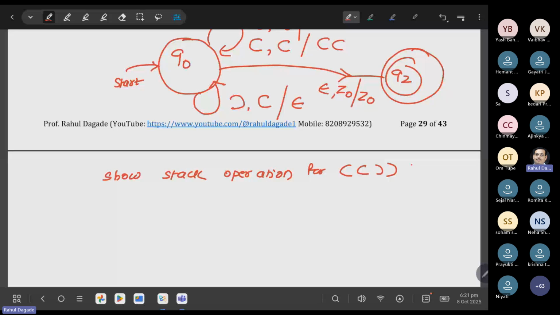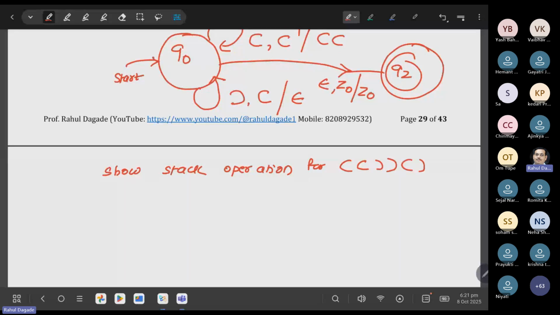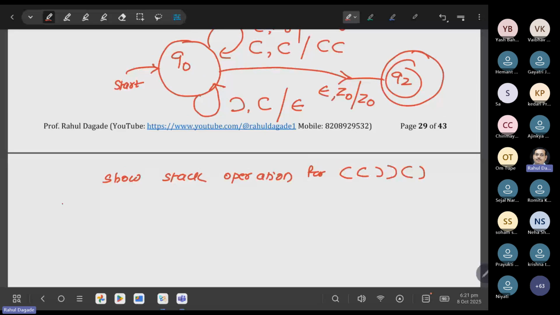So how do you show the stack operation? You show the stack operation like this. You have a state, then input, then stack, and then operation. What operation are we doing? The stack operation. Right now, initially we are in state Q0. Input is the entire input, which is this, and the stack is Z0. Right now we have no operation.